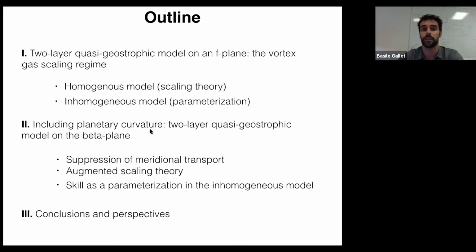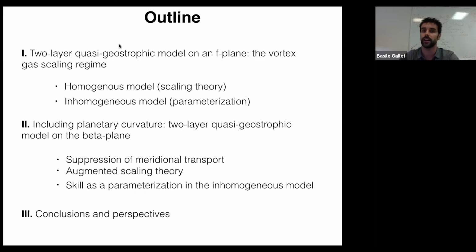Okay, so there's going to be three parts, but really there's one long part here where I will introduce the two-layer quasi-geostrophic model, focusing on uniform planetary vorticity for the first part. I will derive a scaling theory based on a homogeneous model, and I will show you that the scaling theory can be used as a parameterization when the system is forced by some inhomogeneous driving in the meridional direction.